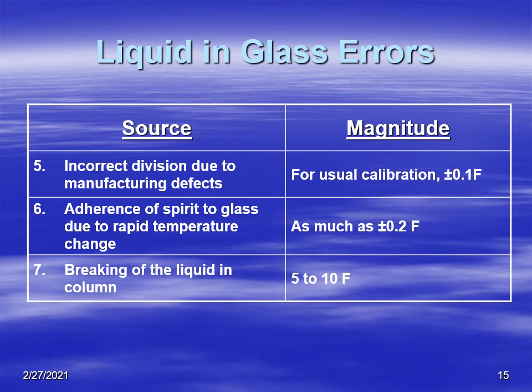And then finally, this is the worst error that you can have with a liquid and glass thermometer. It's the breaking of the liquid in the column. In other words, you get bubbles or something like that. And your error can be anywhere from 5 to 10 degrees Fahrenheit or worse. I've seen worse.